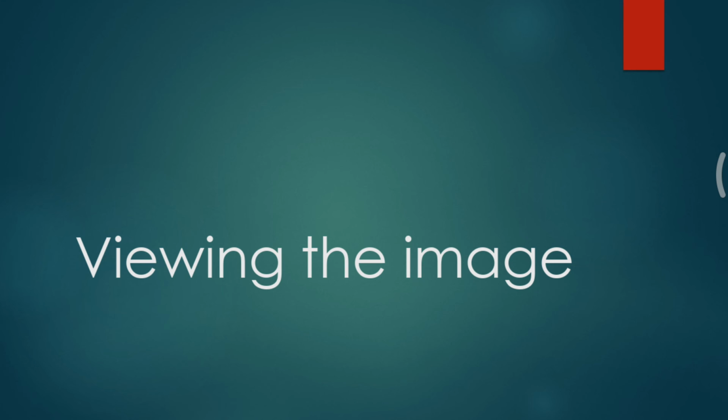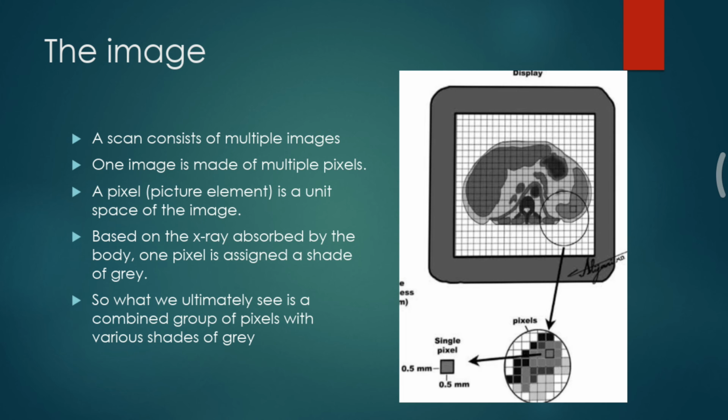Okay, so we saw the production of the slice and the image we are getting. Now we'll move on to viewing of the image. When you see a CT scan, you will see different shades of gray. A scan basically consists of multiple images. Everyone would have taken a CT scan and seen that.